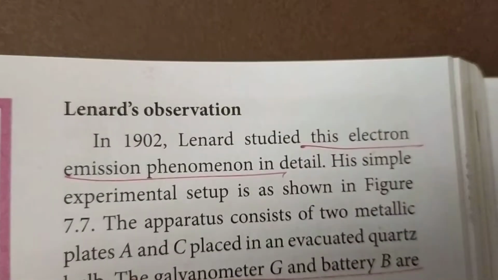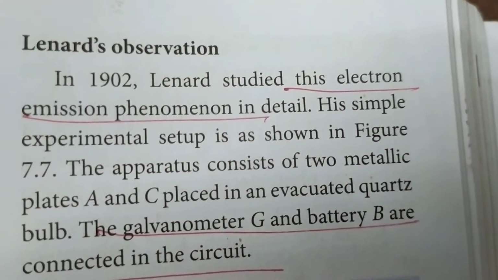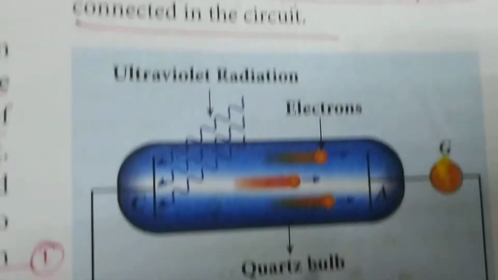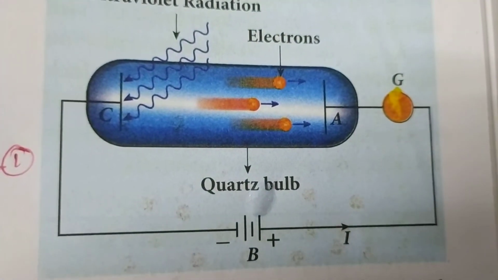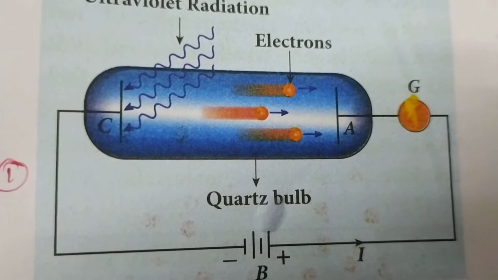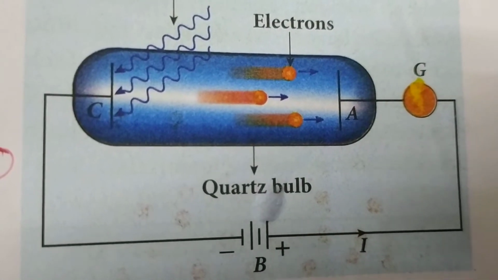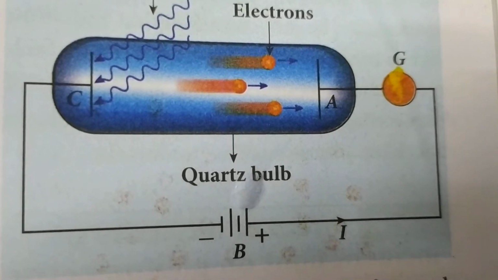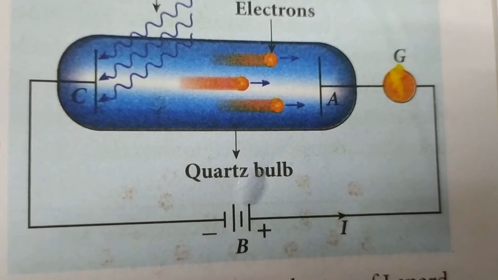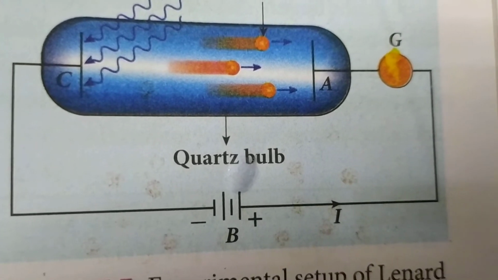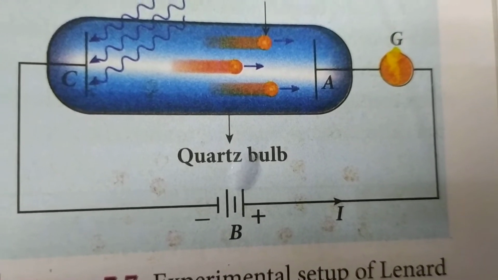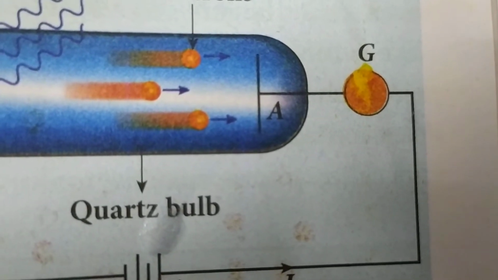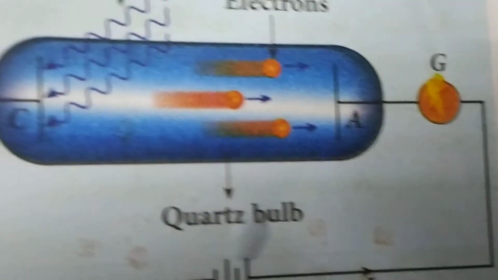And next we are going to see about Lenard's observation, and here we can see about the electron emission phenomenon in detail. When you see this experimental setup, this is a discharge tube, and on one side you have the cathode and on the other side the anode. The cathode is usually the negative plate which is connected with the negative of the battery, and the positive is connected with the anode through a galvanometer. The galvanometer is used to detect if any flow of current is present in the circuit.